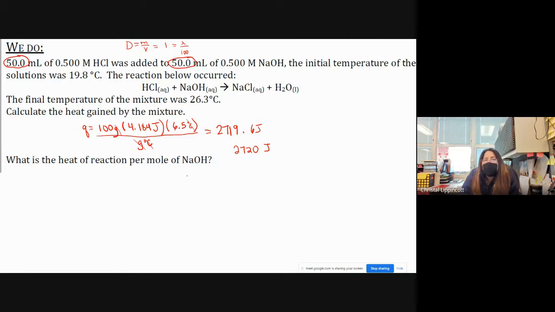Wait, so 2719 is the heat in joules. We didn't even use the molarity. Why? Because it's aqueous, so that's why we don't have to use the molarity. If it's aqueous, you can just assume it's going to be somewhat close to water. Does dissolving something in water make it gain mass? It does, a little bit.